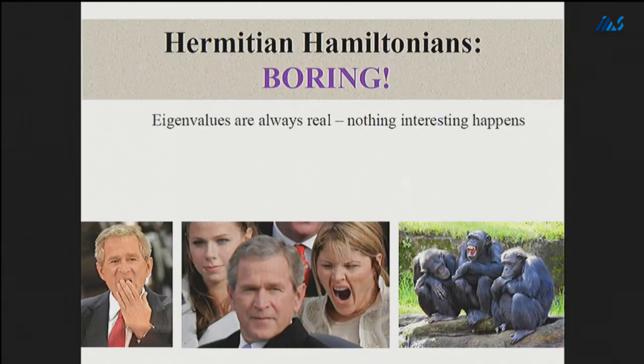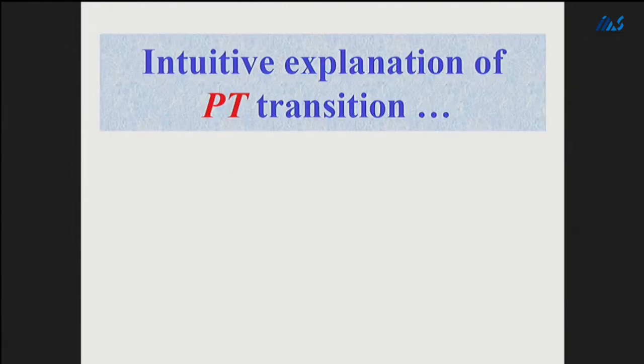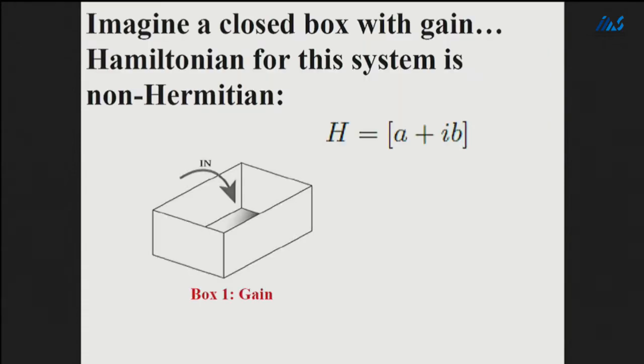So Hermitian Hamiltonians, I would argue, are sort of boring because the eigenvalues are always real and nothing interesting happens. But PT symmetric Hamiltonians are quite astonishing because you see this transition between parametric regions of broken and unbroken PT symmetry. And this can be observed experimentally. As soon as you have a transition, you should go and look for it in the laboratory. So here's a quick intuitive explanation of the transition.